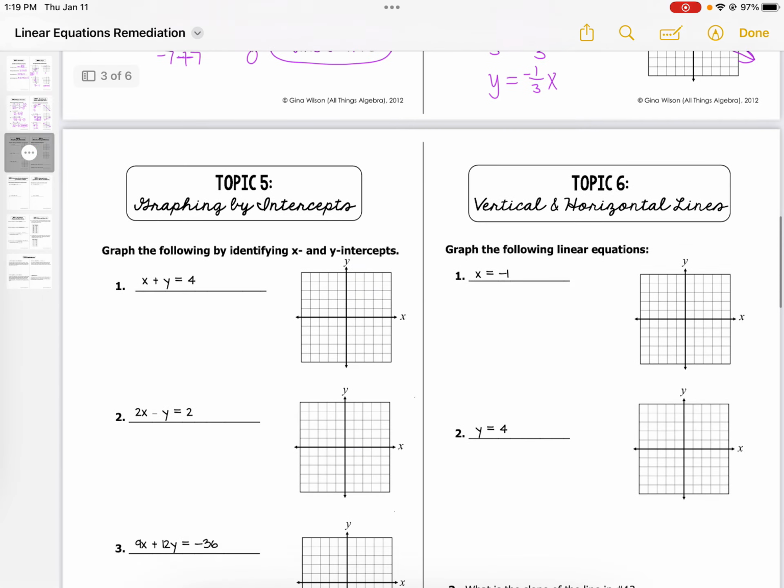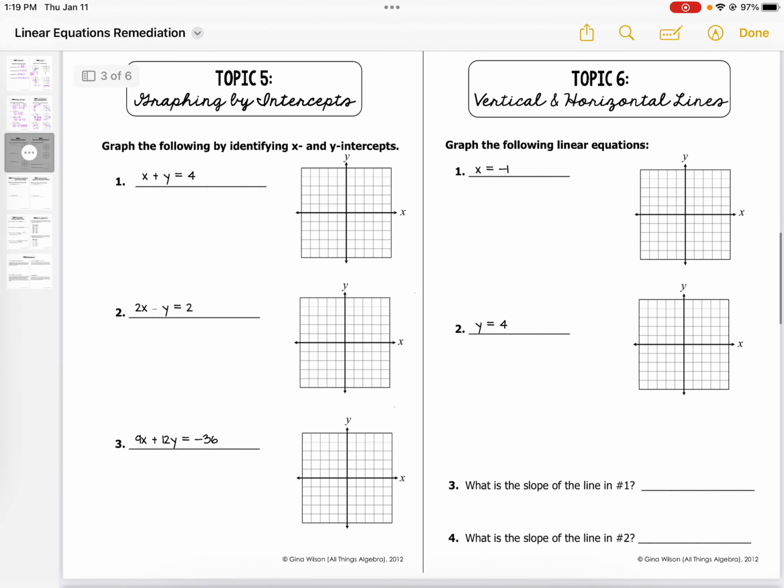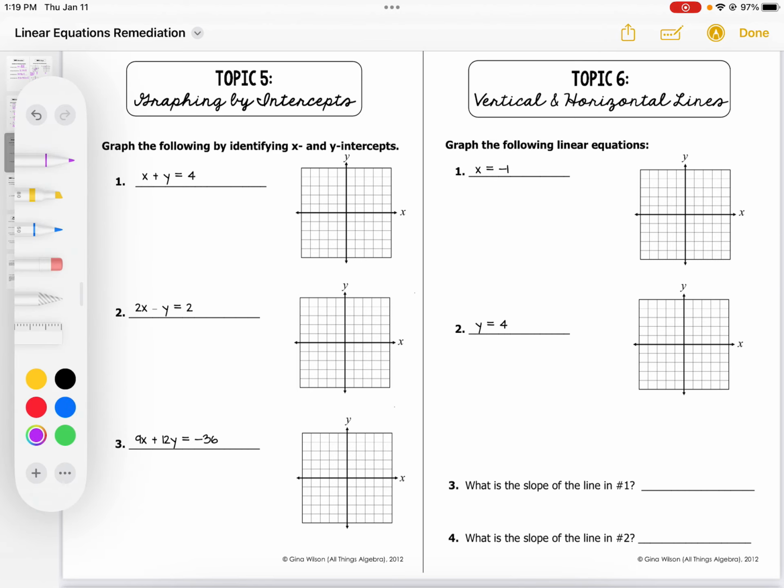Topic 5. Graphing instead of slope-intercept form, graphing by x and y-intercepts. To graph equations by x and y-intercepts, you have to find the x and y-intercepts first. When you have an equation, if you're looking to find the x-intercept, you're looking to see where that line is on the x-axis. Every single point that is on the x-axis has something in common.